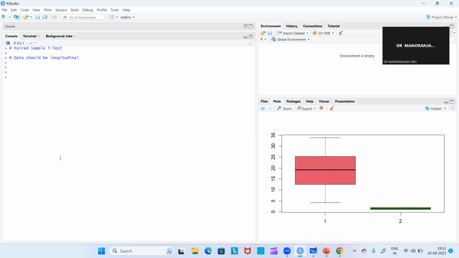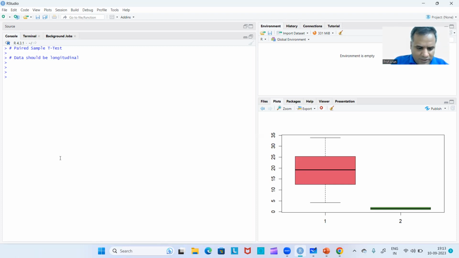Sir, actually we are applying paired t-test. In medical science, we are applying it. People apply it in social science also. So people apply the paired t-test.